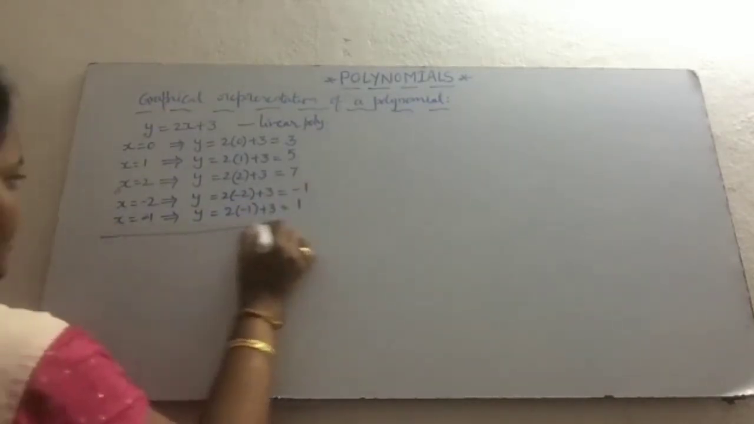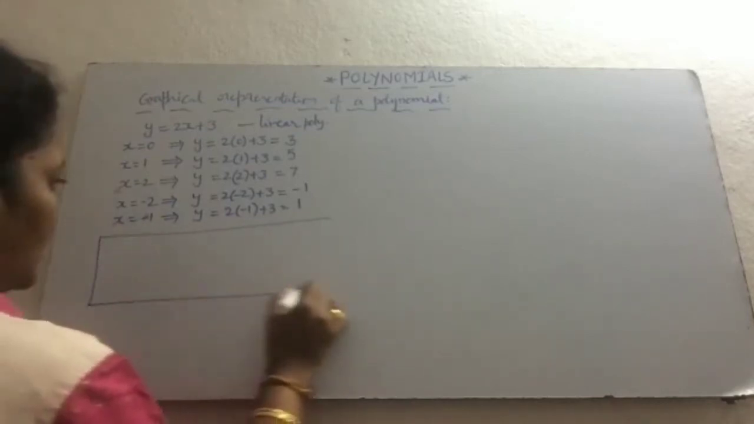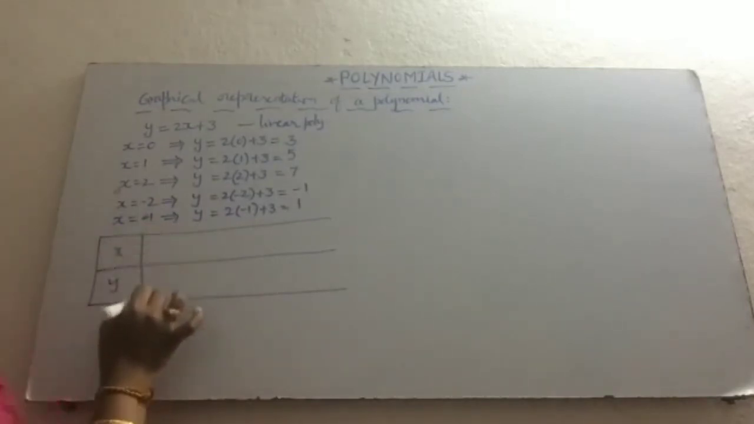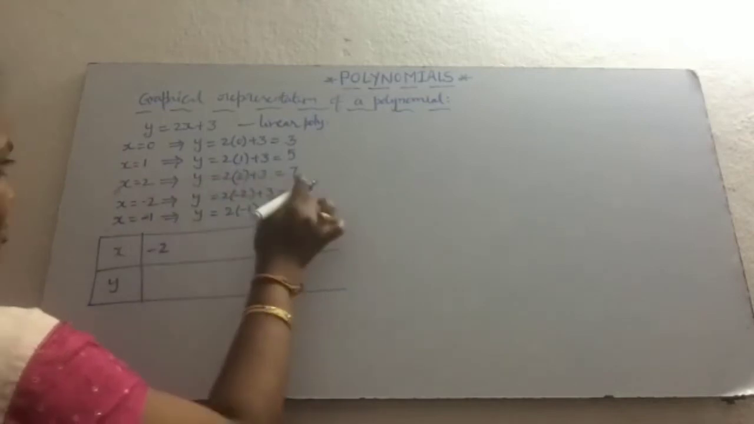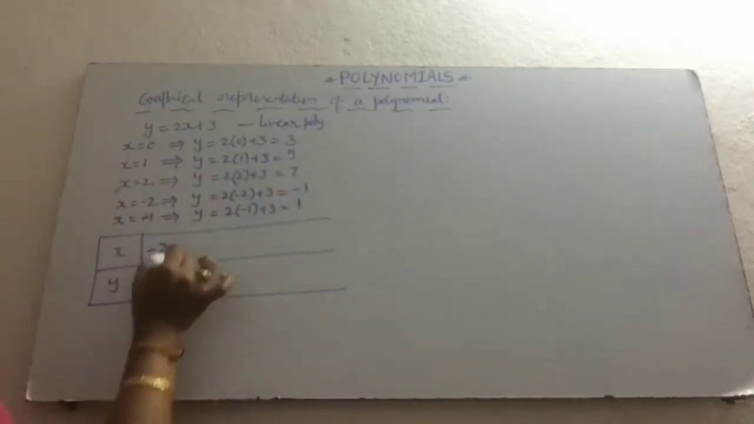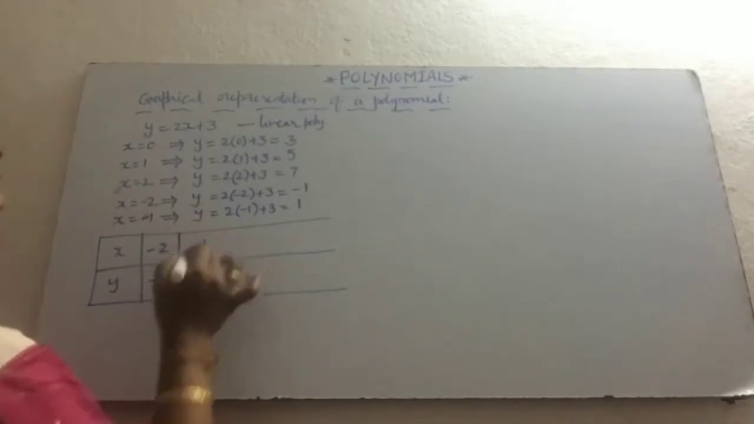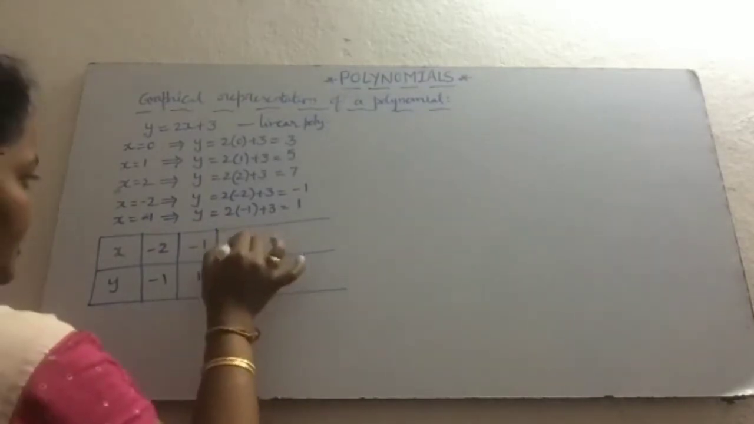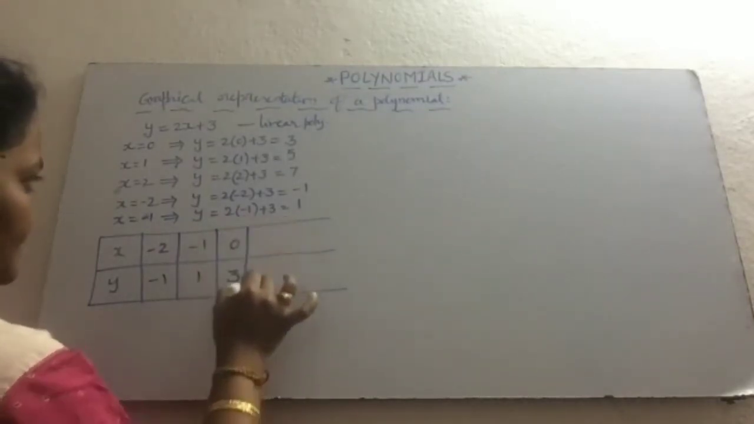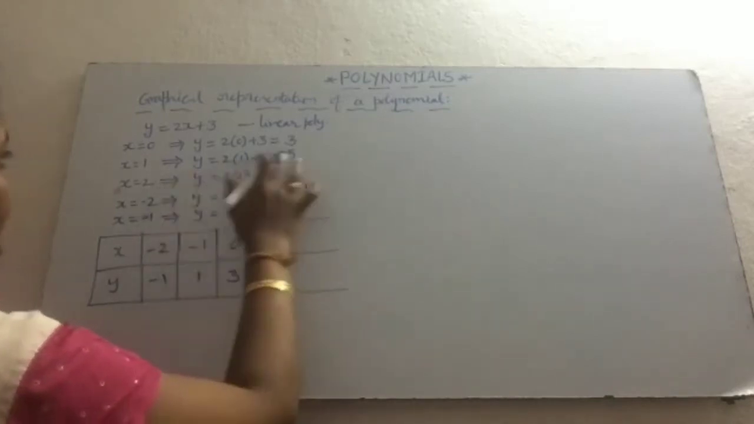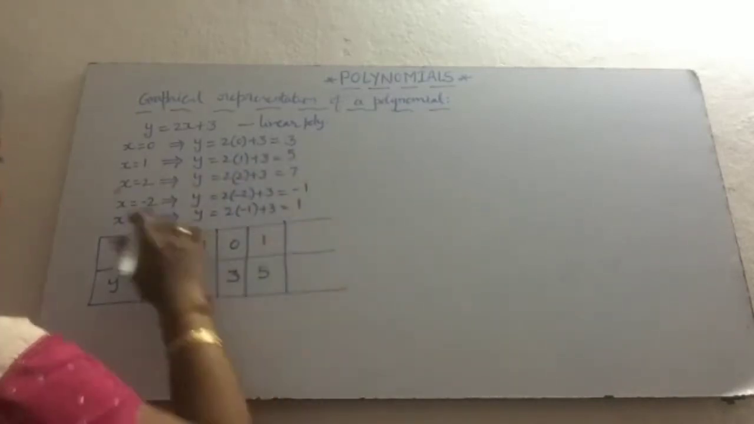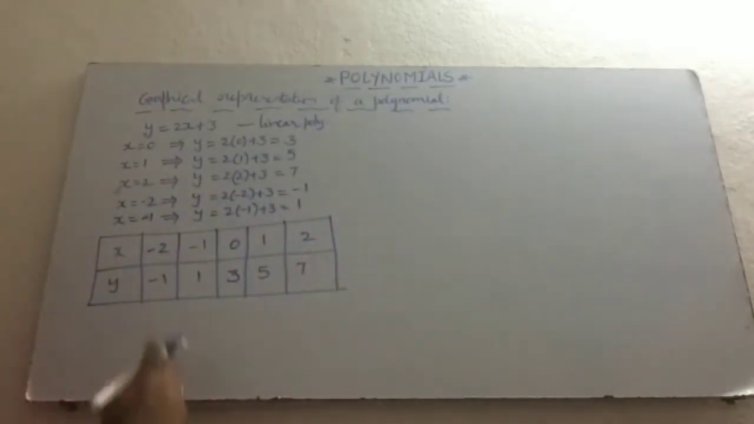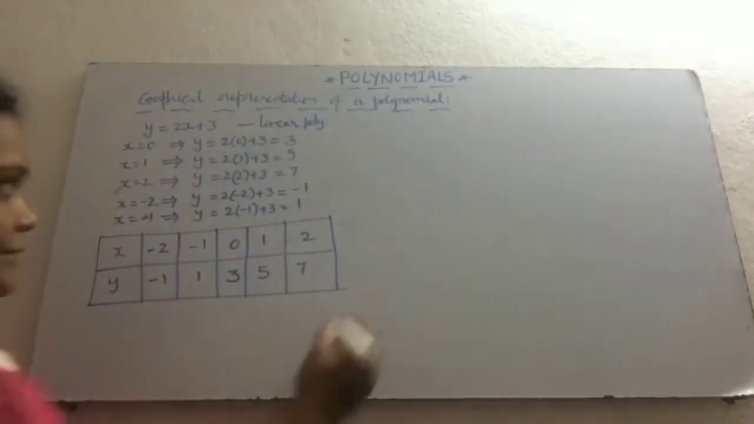If I draw a table, this is x value and this is y value. If I will take x equal to minus 2, then the value of y equal to minus 1. And if I take the value of x is equal to minus 1, then we will get 1. And if we take 0, we will get 3. If we take x equal to 1, we will get 5. And if we take x equal to 2, we will get 7. Now we will plot the graph for these points.